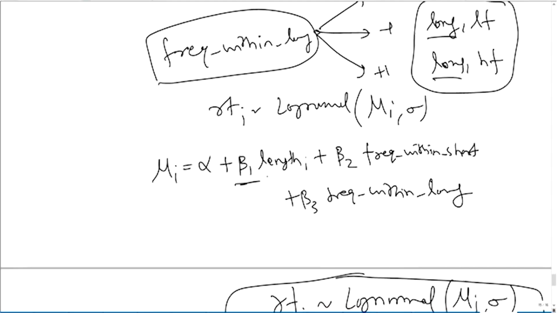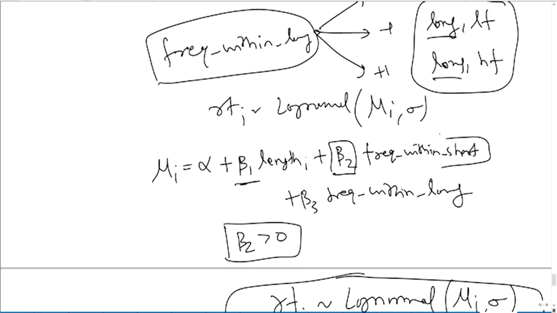What will this do? Well, beta 1 is straightforward. This will be testing whether long words are slower than short words, so that is fine. Beta 2: if beta 2 is greater than 0 or less than 0, that would mean there is an effect of frequency, so there is a frequency effect for short words, right? And if beta 3 equals 0, that would mean there is no frequency effect for long words, right? So it is directly testing our hypothesis 4.